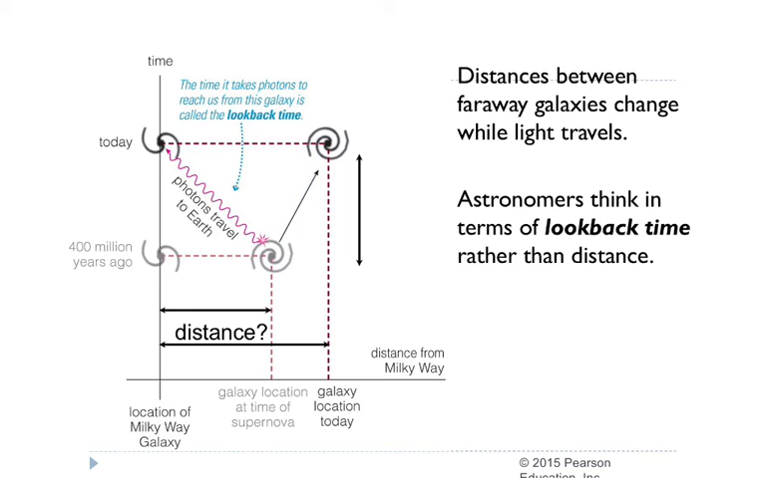So we not only see that galaxy how it looked some time ago, we also see it at the position that it was. So as we look at objects that are further away, we tend to rather think of them as looking back in time. So rather than distance, we think about it as time frame. So the further out we look, the further back in time we're able to see. And so that's helpful because it gives us a nice overall picture of these galaxies.